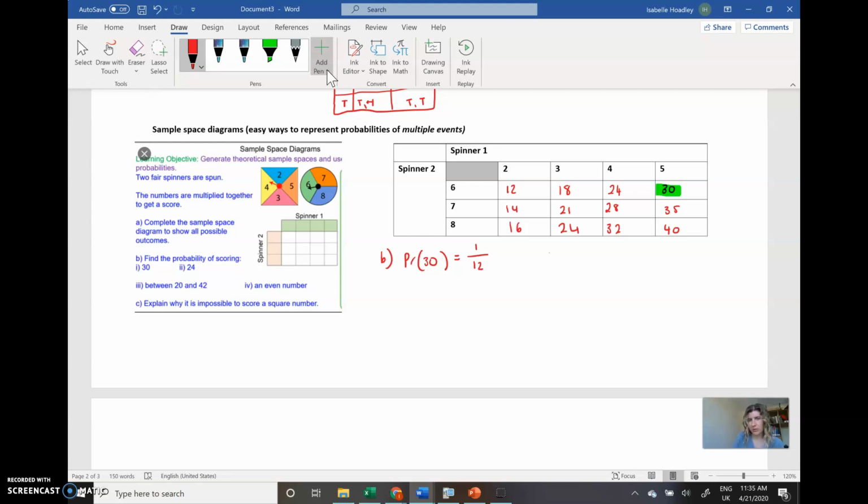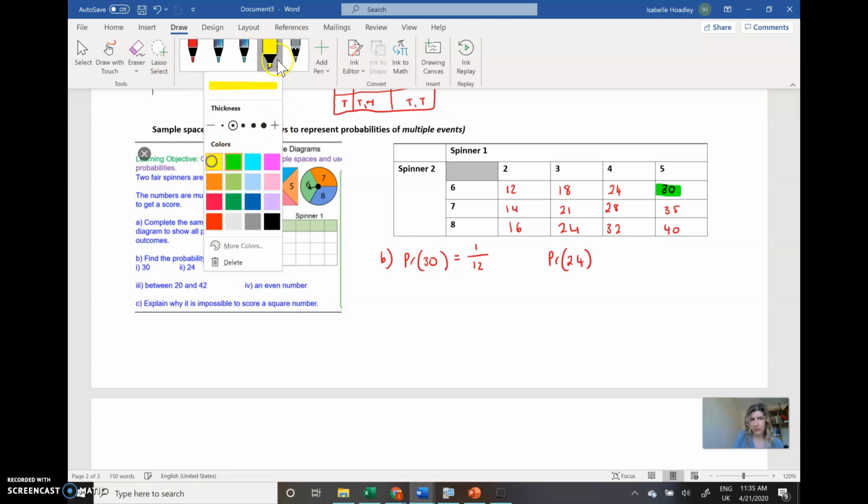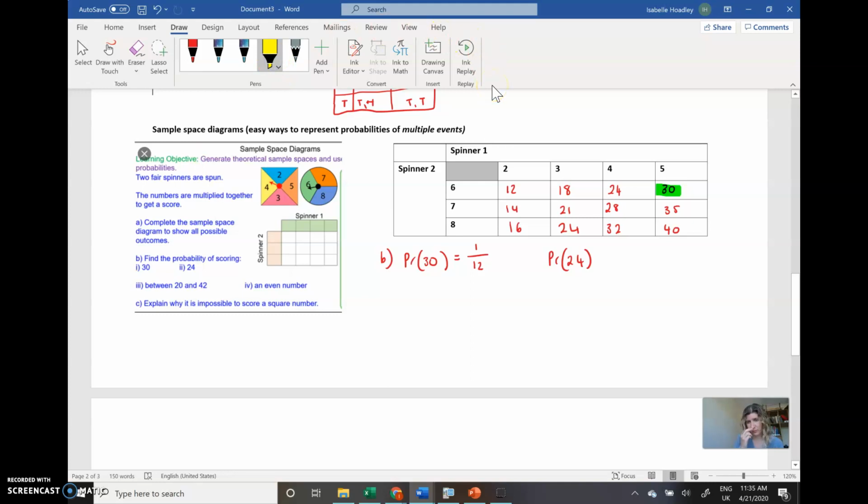Probability of getting 24, now you'll notice, 24 is a really great number. It's got lots of factors that multiply to make it. So we can have one way of getting a 24 there, and there's a second way of getting a 24. So our probability of getting 24 is 2 out of 12. And we can simplify that down. 2 goes into 12 6 times, into itself once, so our probability is 1 out of 6.